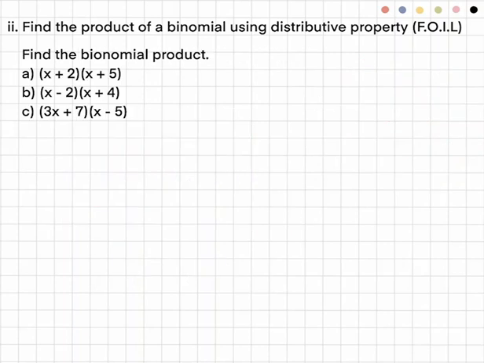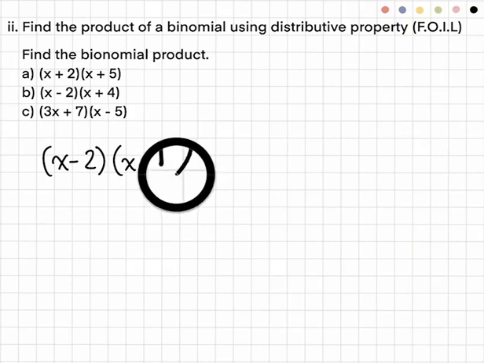Let's continue by trying to find the product of these binomials. I'm not going to do A because we just did one that had 2 positives in it, so let's do B. It's got a negative and a positive inside of it. So we have x minus 2, x plus 4. Okay, so we're going to use FOIL once again. So first, outside, inside, last. I will draw it.